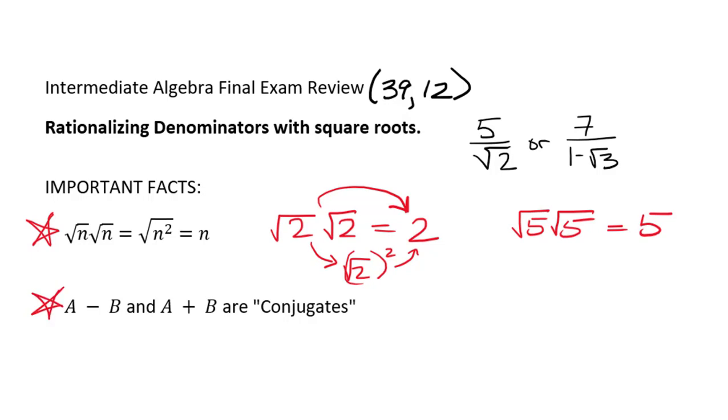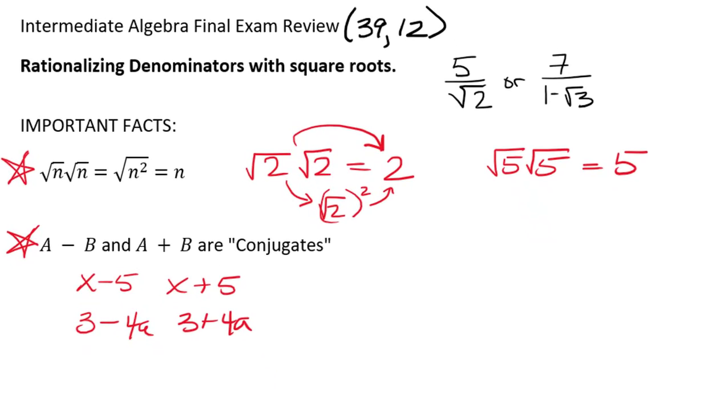A minus b and a plus b are called conjugates because they have the same two terms, a and b, with the opposite sign in the middle. Conjugates can be any binomials. They could be x minus 5 and x plus 5, 3 minus 4a and 3 plus 4a. As long as they have the same two terms with the opposite signs in the middle. But in this case, we're going to be looking at conjugates that have radicals in them. For example, we might have 3 minus the square root of 5 times 3 plus the square root of 5. These are also called conjugates.